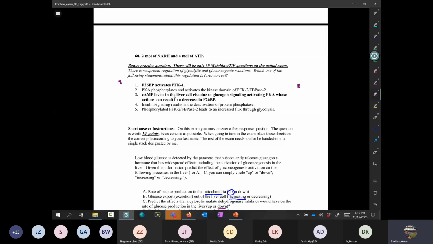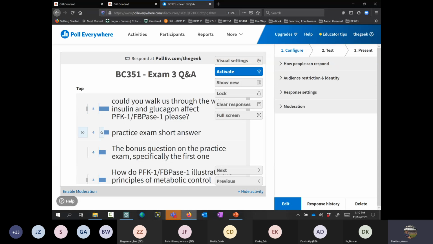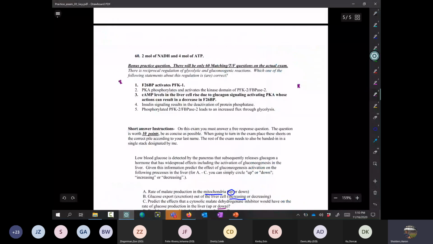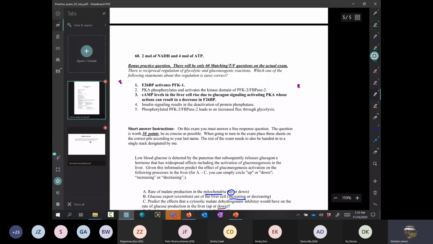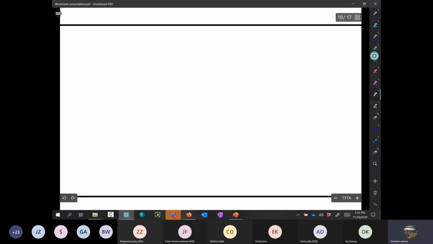So this is all insulin and glucagon signaling, which I think is another question. Let me go back to this. Could you walk us through the way insulin and glucagon affect PFK1, PFK2, or FBPase1, please? So let's do this one, and by doing that, we'll get to that bonus question. Let's come here and get a blank sheet, and think about how insulin and glucagon are going to affect how glycolysis and gluconeogenesis are occurring in the liver.